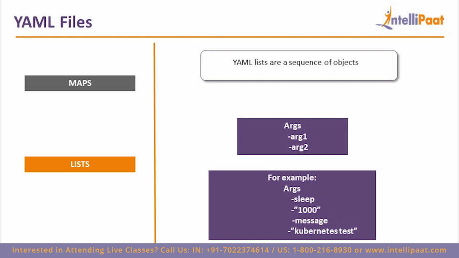This is very different from the maps format, where you define something with the help of a key value pair. Inside of this, you can have multiple arguments in a list manner, where it is a sequence of objects, one after the other, that you want to define, right? So that is how you define the list kind of things.